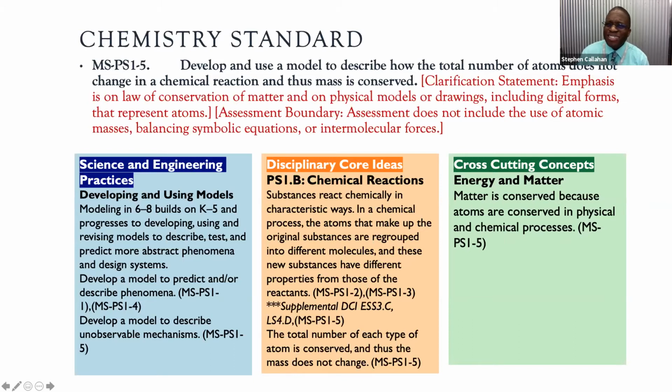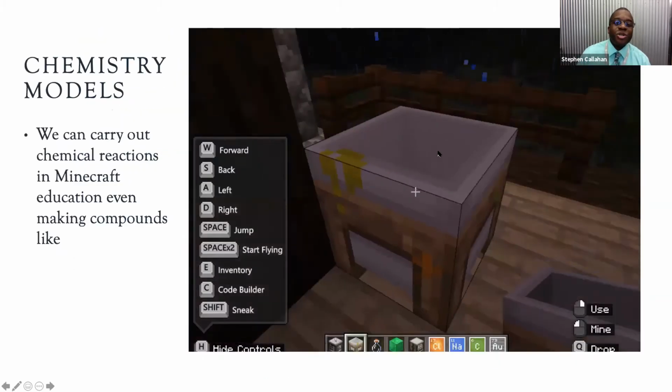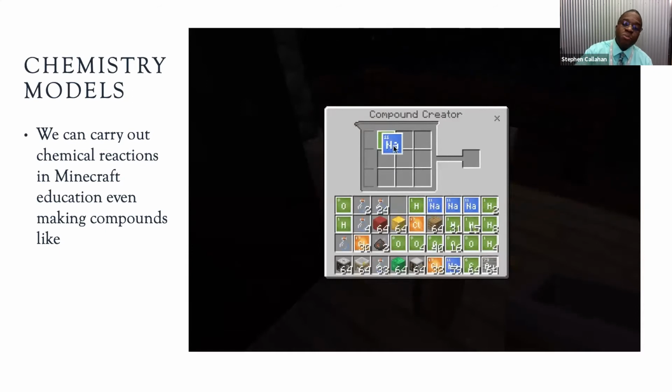Sometimes that can be tough to show, right? If you've taught high school chemistry, stoichiometry is not an easy thing to learn, but we can make it fun here. So you'll notice I have here an animation from a tool in Minecraft Education called the compound creator. You'll notice I'm putting sodium and oxygen and hydrogen together. Oh, and it pops out lye. So I'm creating new compounds using the elements that exist in Minecraft Education. All right, let's keep going.